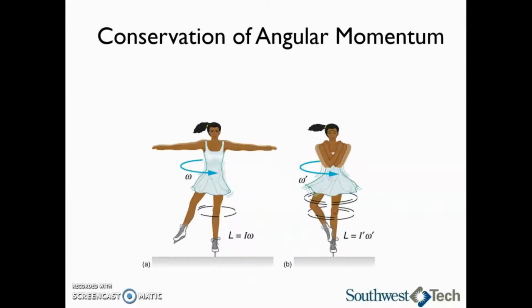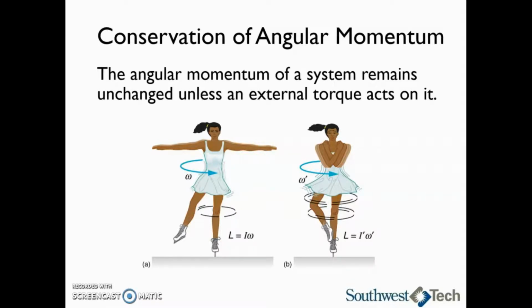The law of conservation of angular momentum reiterates the idea of moment of inertia. This law states that the angular momentum of a system remains unchanged unless an external torque acts on it. Angular momentum is represented by the letter L. I is the rotational inertia, and omega is the angular velocity. The angular momentum is equal to the rotational inertia times the angular velocity. Remember, the further the mass is from the center of rotation, the larger the rotational inertia.